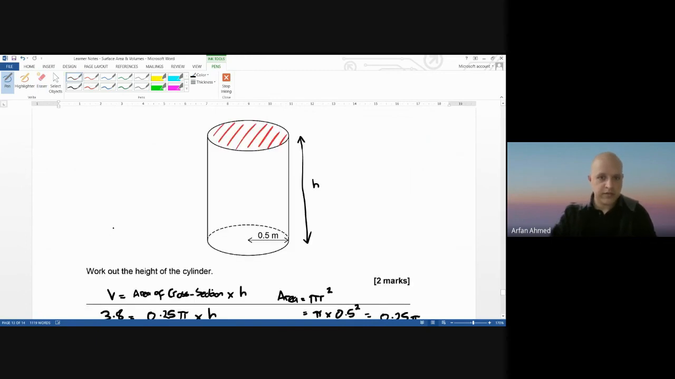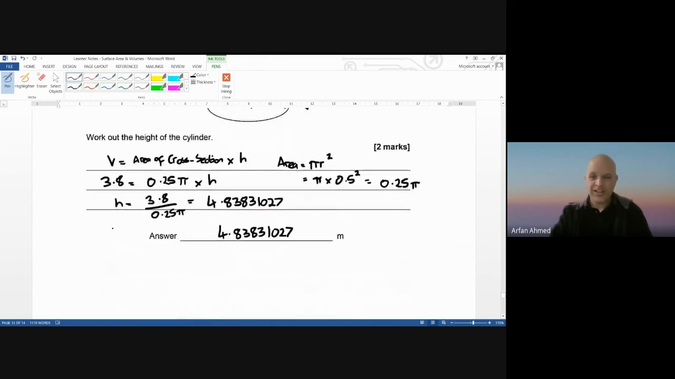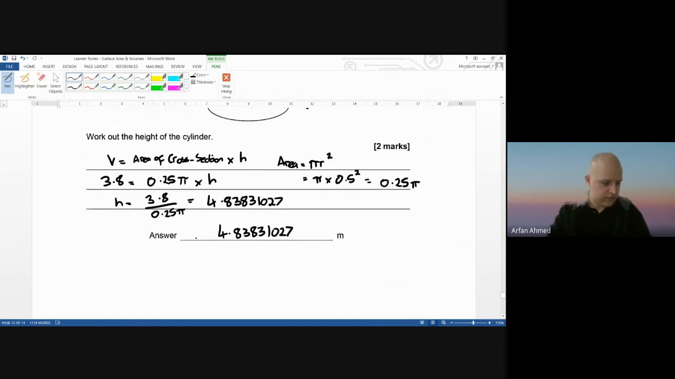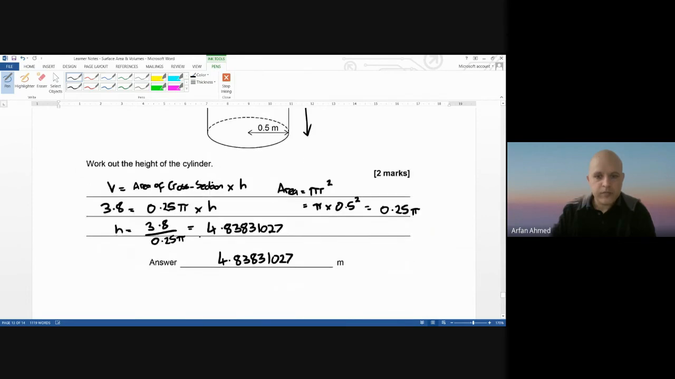It didn't say give your answer correct to 1 decimal place or 2 decimal places, so I'd write the whole thing just to be on the safe side. It's only going to take you a few seconds anyway. So there's your answer. 2 marks.